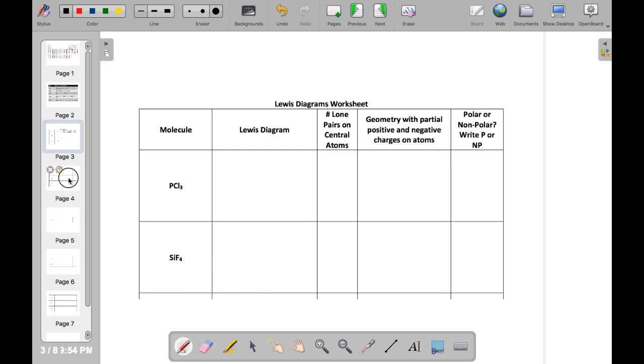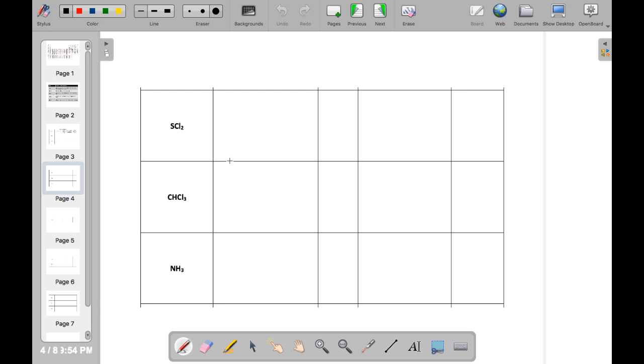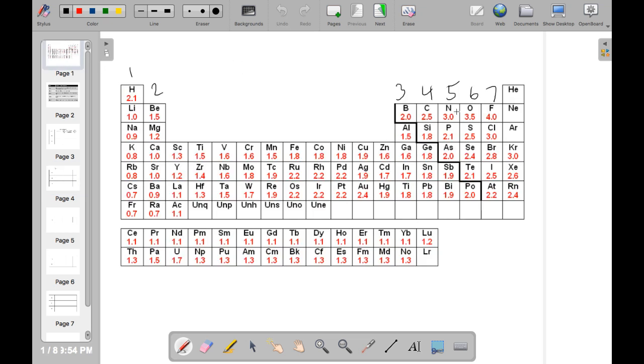And moving on. Okay, here we have sulfur dichloride. Sulfur has 6 valence electrons.